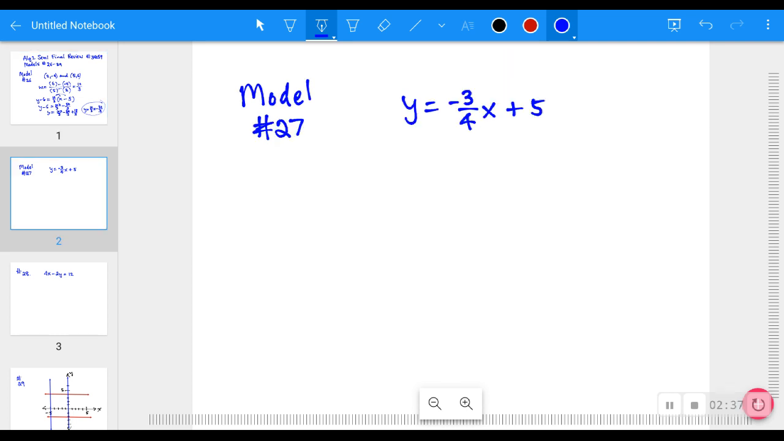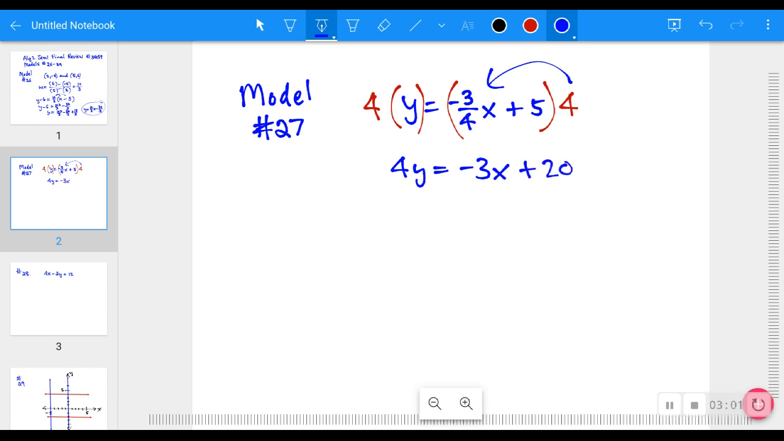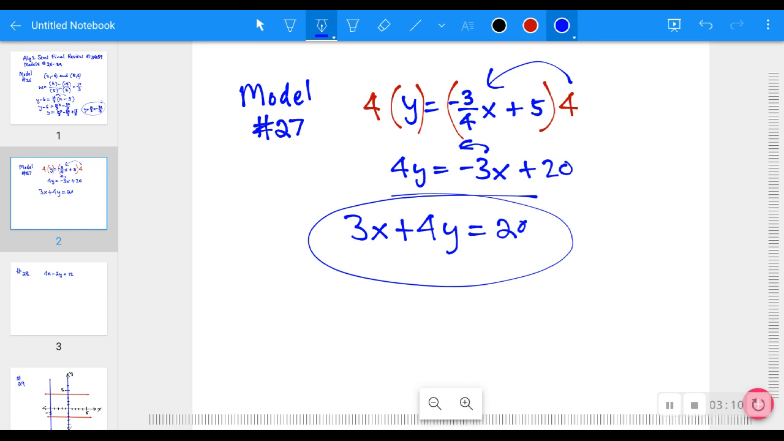All right, model number 27. What we're supposed to do on this one is change this into standard form. It's easiest if you'll clear fractions out of this. In this case, the common denominator, there's only one denominator, and it's a 4. So that gives us 4y, and we should be clearing this fraction here. Minus 3x plus 20. And now the minus 3x comes over here to join the other one. And this one is in standard form.